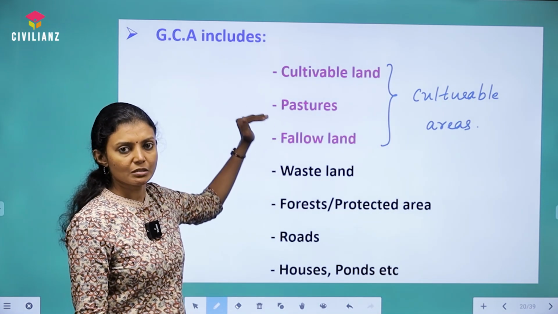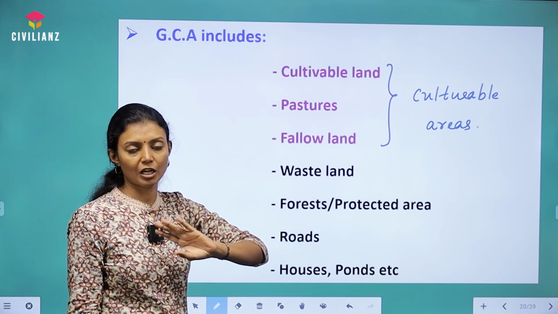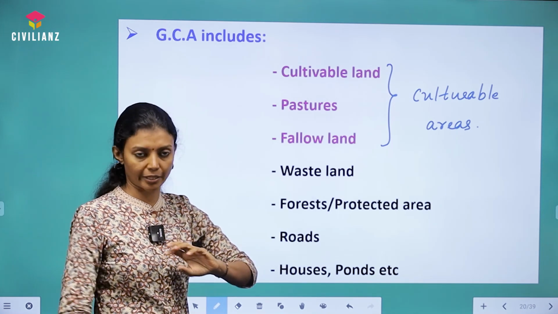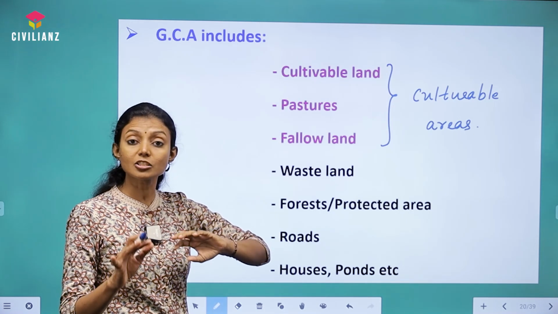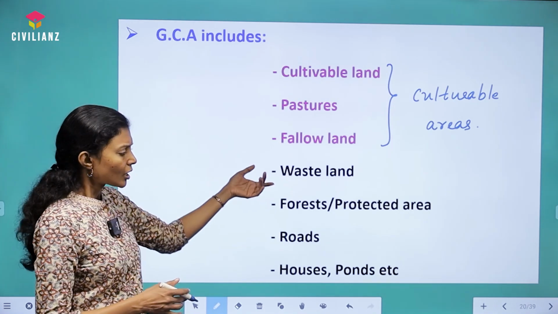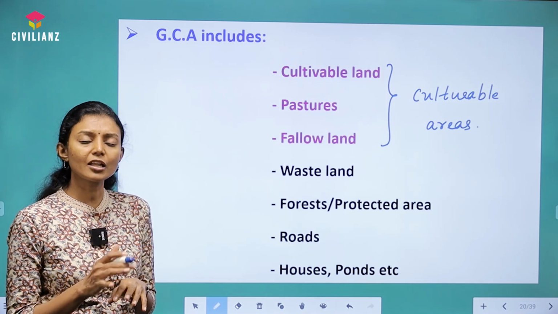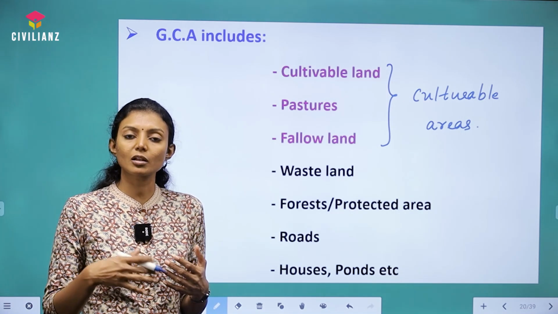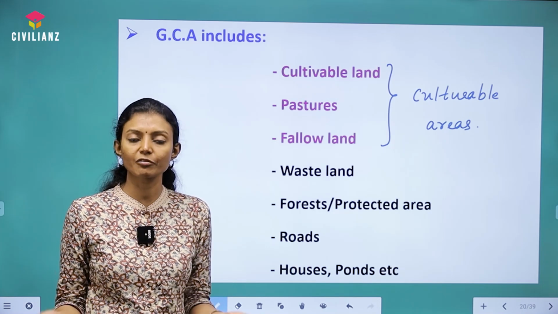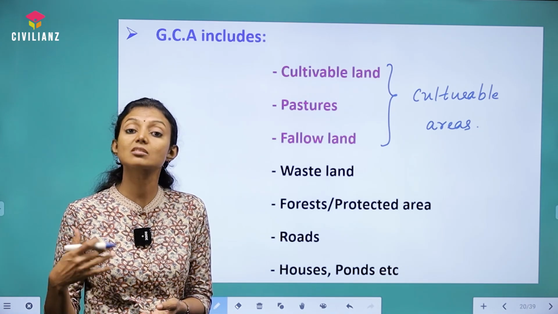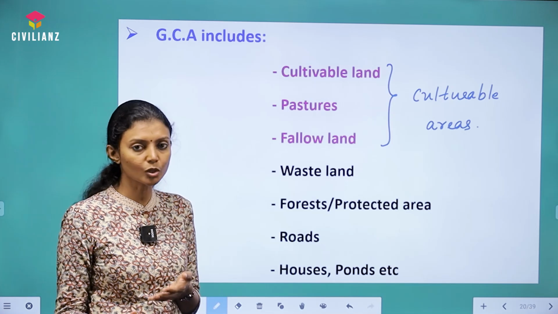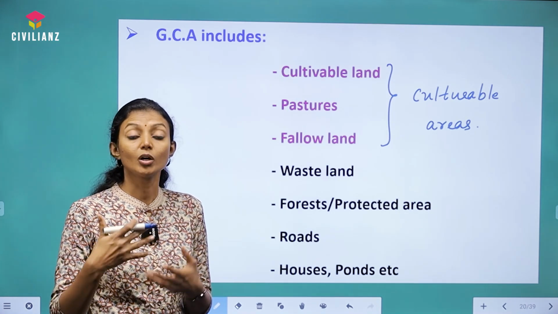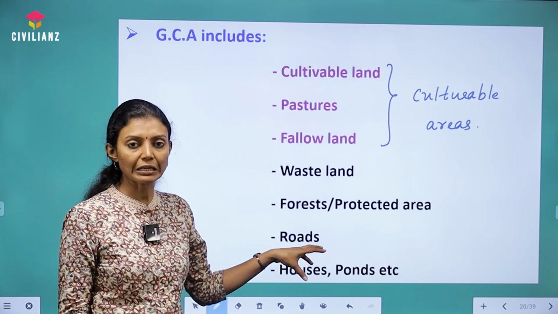Cultivable land, pastures and fallow land are fit for cultivation. The soil is good and you can start cultivation there anytime. So these three come under culturable areas. But coming to wasteland, it is land which is left uncultivated for more than 5 years. If you are not cultivating there for more than 5 years, what happens? The soil loses its fertility. That is, the soil is not good right now. You can't go and cultivate there right away. You have to take a lot of measures to make it cultivable.